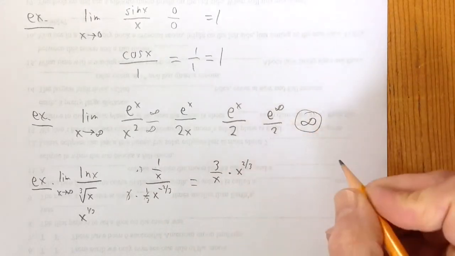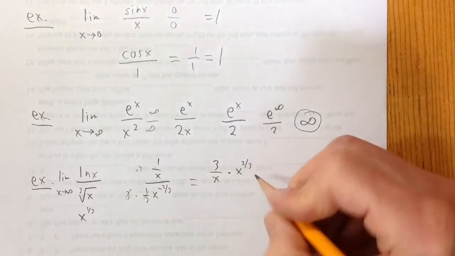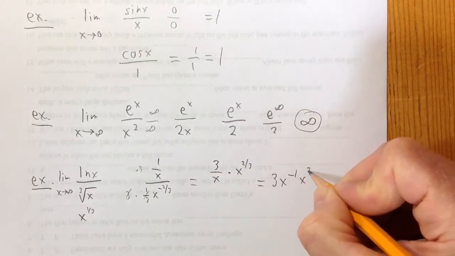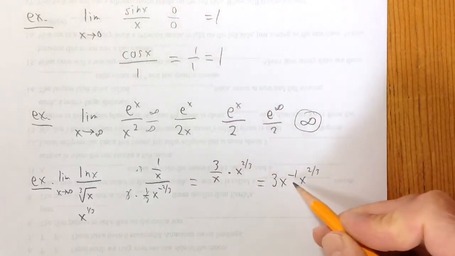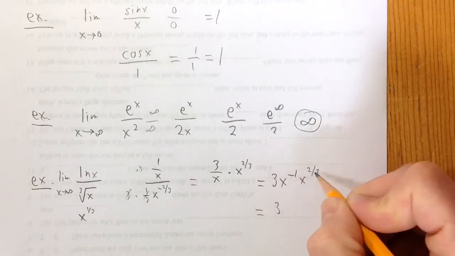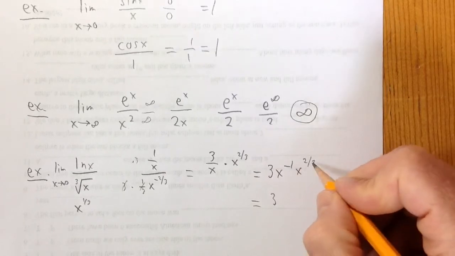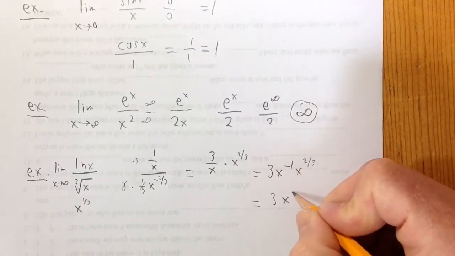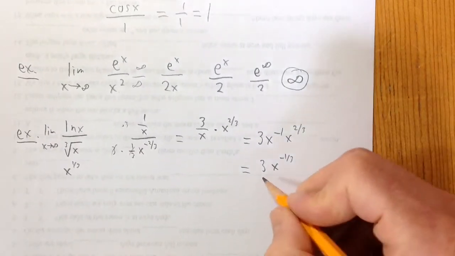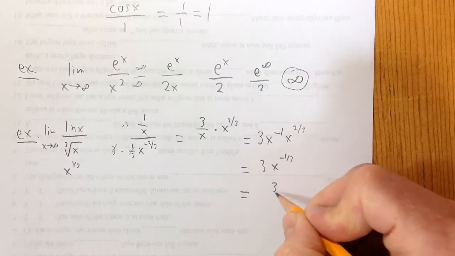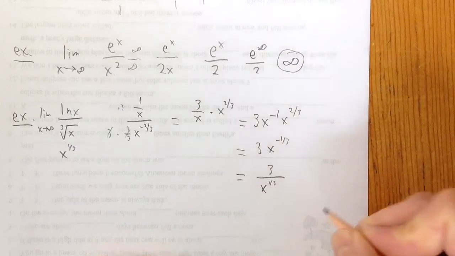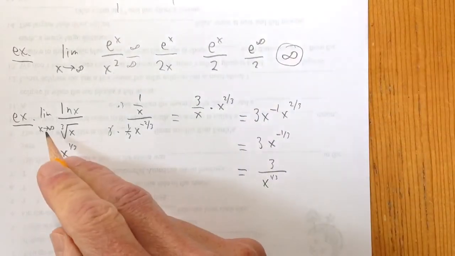Okay, well that's x to the negative 1. So we can write that as 3x to the negative 1 times x to the 2/3. Let's see, that's the same thing as 3 times minus 1 plus 2/3. That's negative 1/3, right? Negative 1 plus 2/3 is negative 1/3, so 3x to the negative 1/3. Now let's rewrite that as 3 over, there's probably a faster way to do this, but this isn't hard, x to the 1/3 power. Okay, let's plug in infinity now.